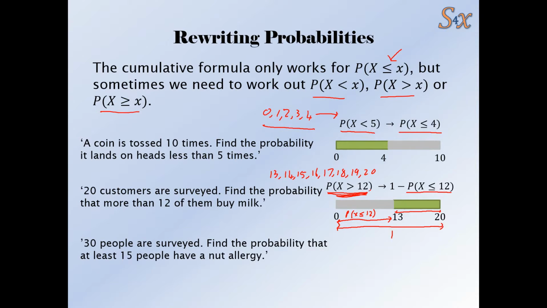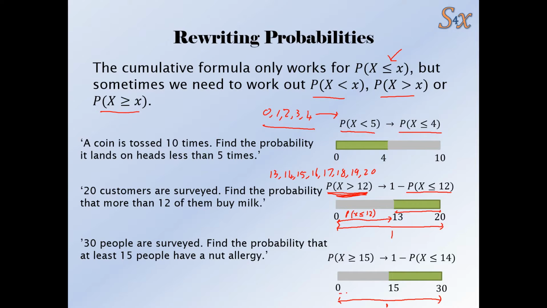Let's have a look at this one. 30 people are surveyed. Find the probability at least 15 people have a nut allergy. Okay, so that's the probability x is larger than or equal to 15, because I said at least 15 people, which includes exactly 15 people. So I want this green area. The whole bar is 1, because the sum of all the probabilities has to make 1.